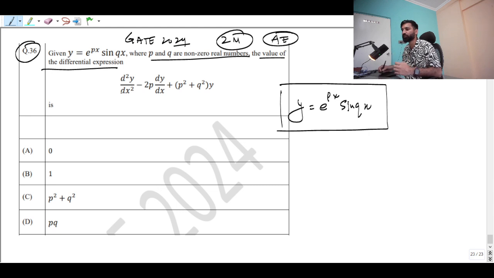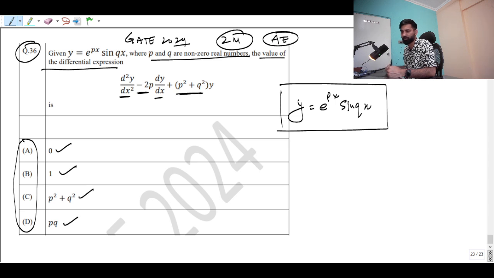Notice that in this differential expression they have given the second derivative as well as the first derivative, and you notice these coefficients: minus 2p and p square plus q square. In the options you might find 0, 1, p square q square and pq. So which option is going to be correct?